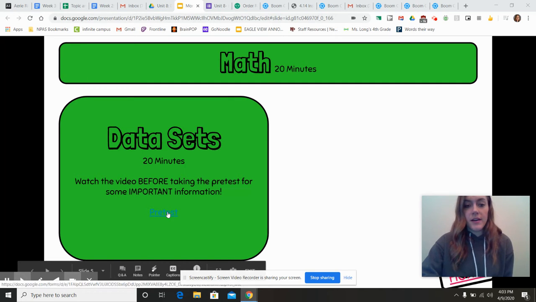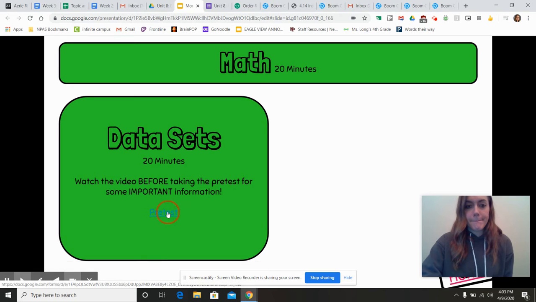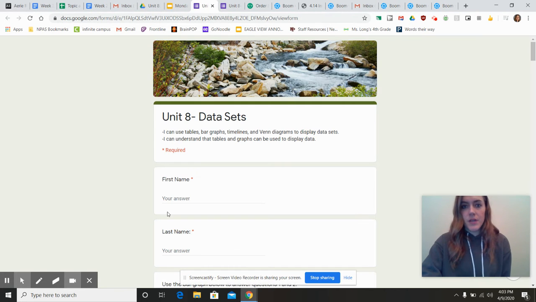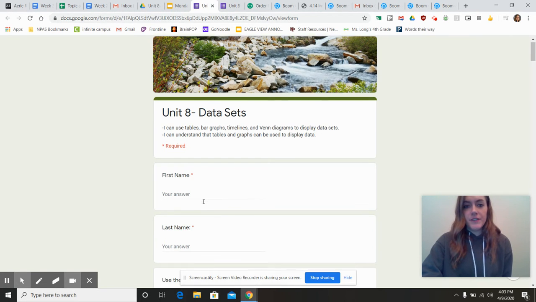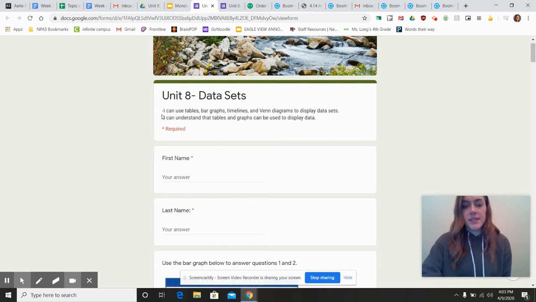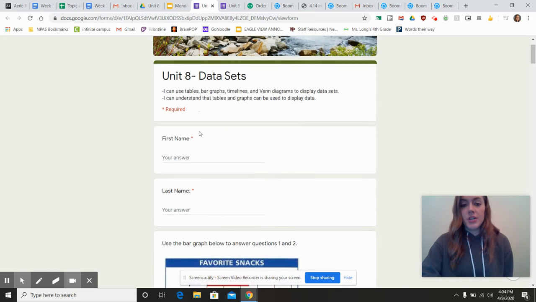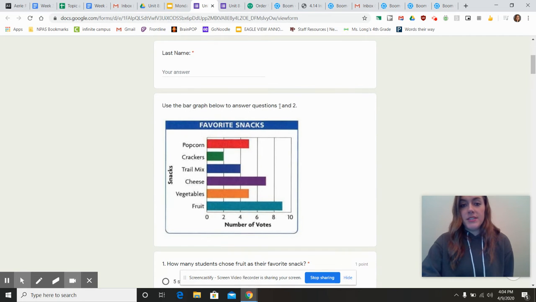So you're going to click on the link. Once it opens up, make sure you put your first, your last name. I can statements, or I can use tables, bar graphs, timelines, and Venn diagrams to display certain data. You're going to be able to understand that tables and graphs can be used to display data. So you're going to go through and you'll notice that there are going to be different types of graphs and tables that you'll need to answer questions from.